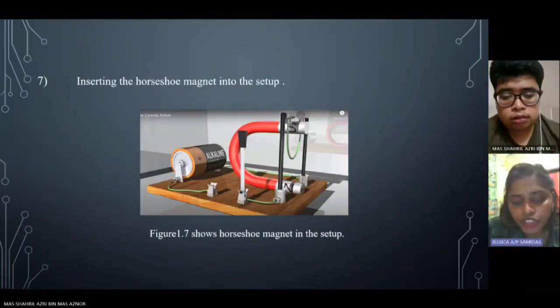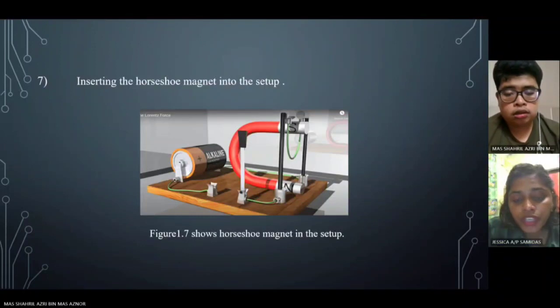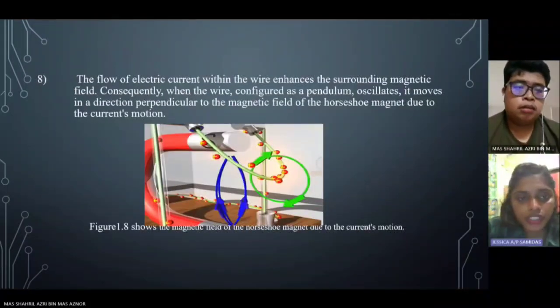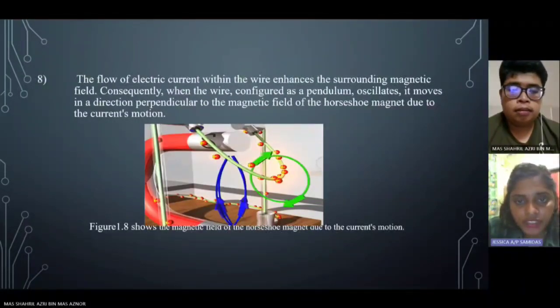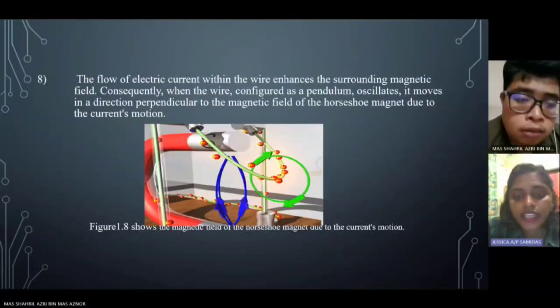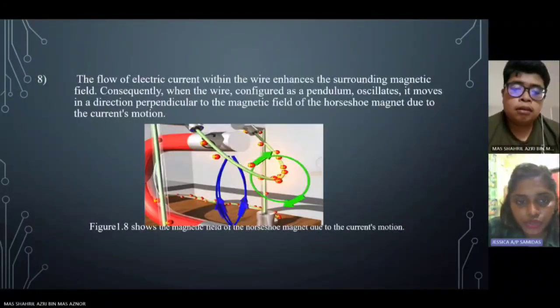is set here as perpendicular, which means it will swing in different directions, left or right, when a magnetic field is generated. So here you can see the flow of electric current. This is what happens when we switch on. The wire is swinging in the right direction, which is due to the current's motion.